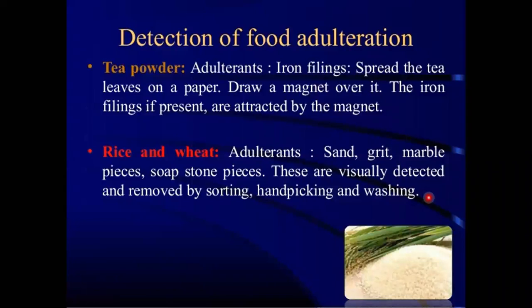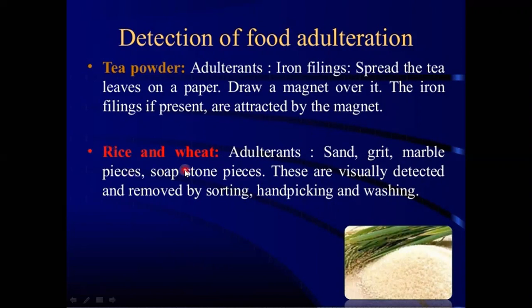Now we will see what the detection methods of food adulterations are. For example, in tea powder, how will you detect adulteration? With the help of a magnet: first of all, spread the tea leaves on paper and draw a magnet over them. If iron filings or iron powder are present, they will automatically be attracted by the magnet.